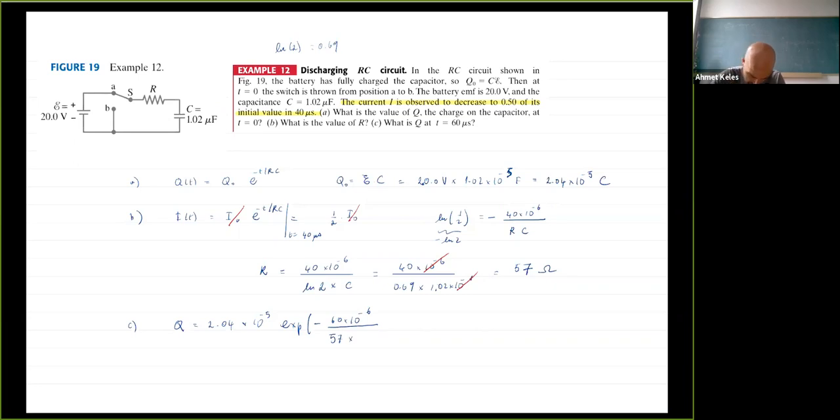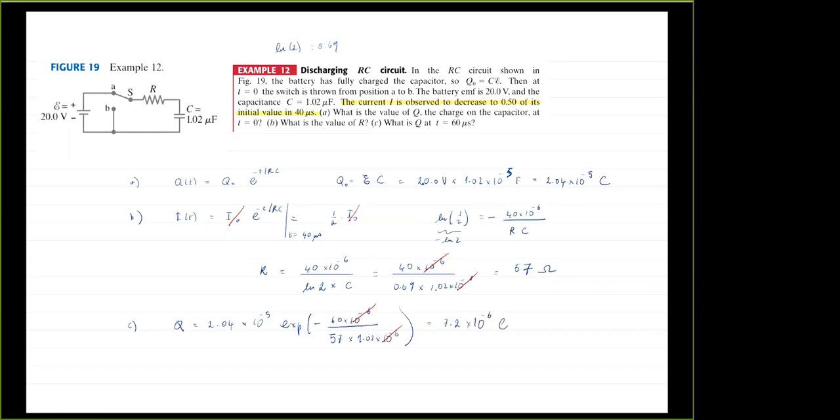C is 1.02 times 10 to the minus 6. Okay, 10 to the minus 6 cancels again. So let me calculate this. It's like 7.2 times 10 to the minus 6 coulomb. Okay.